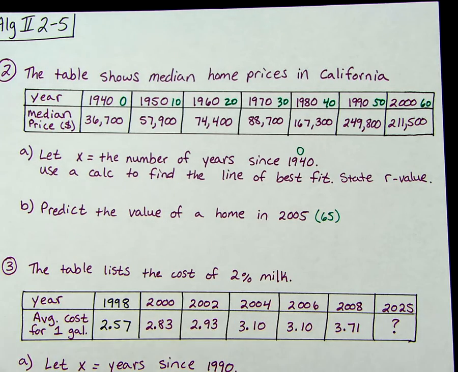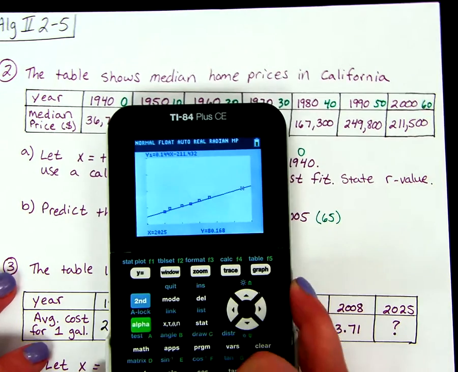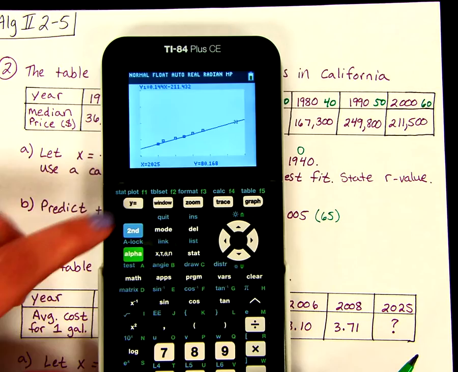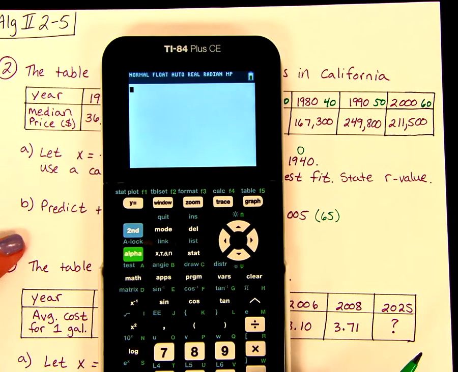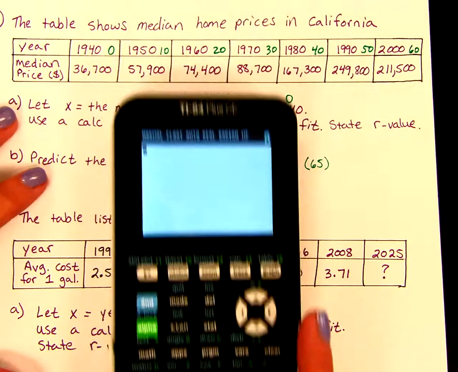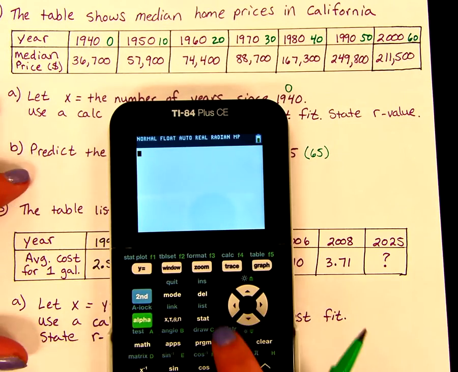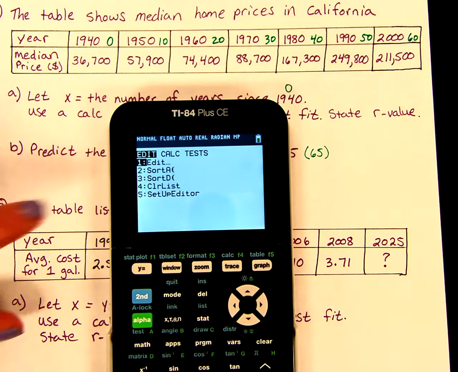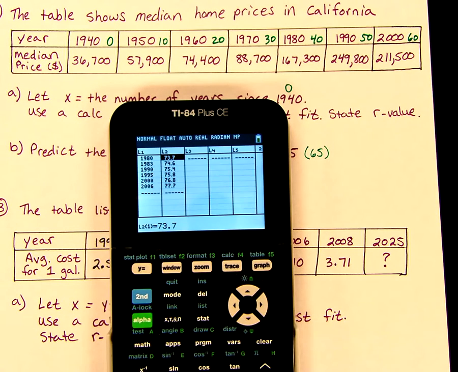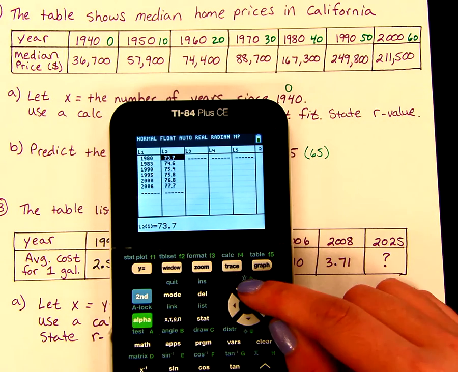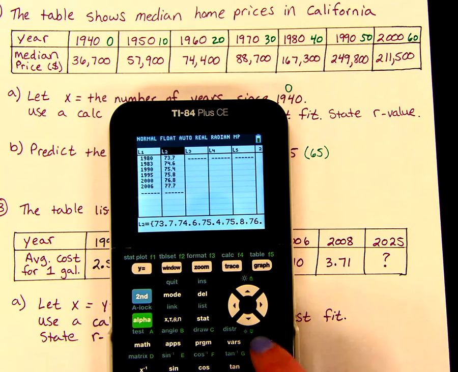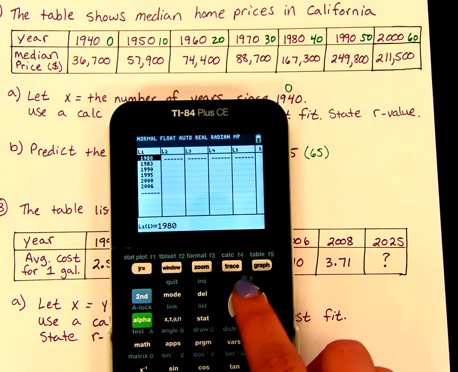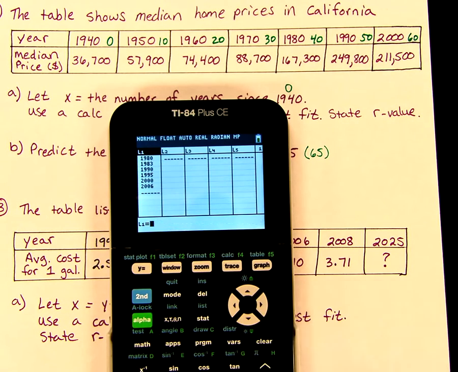So now we want to enter in our information. So if we go to our home screen, we're just going to click second mode. And then we need to enter in our data. So we're going to go to stat. And then we want to edit, so we're going to press enter. Since we already have information, we're going to clear that. So we arrow up, clear, enter. Arrow over so that L1 is highlighted, clear, enter.